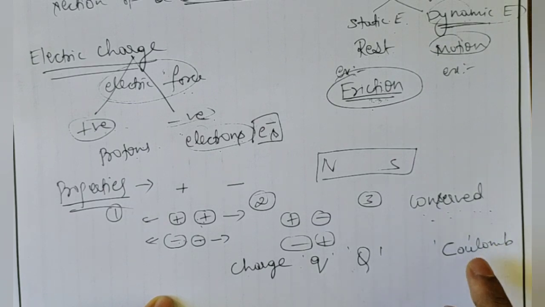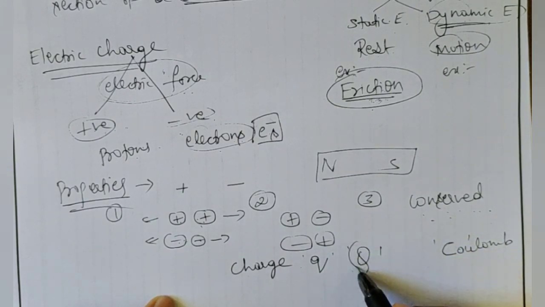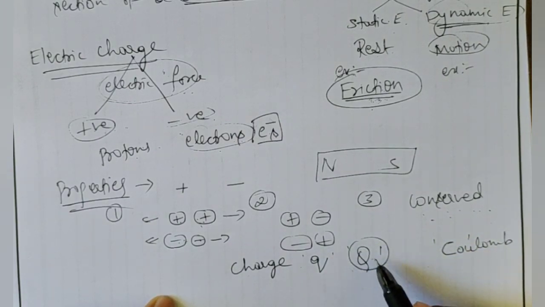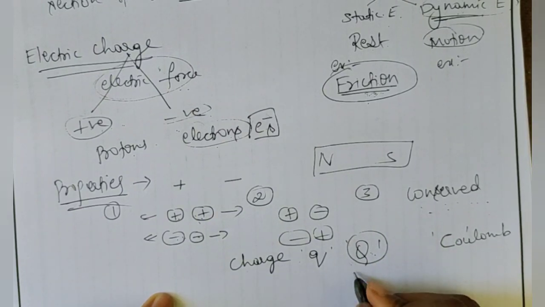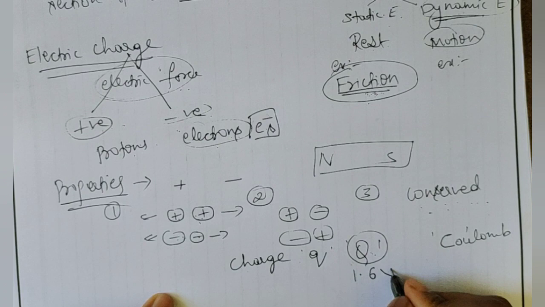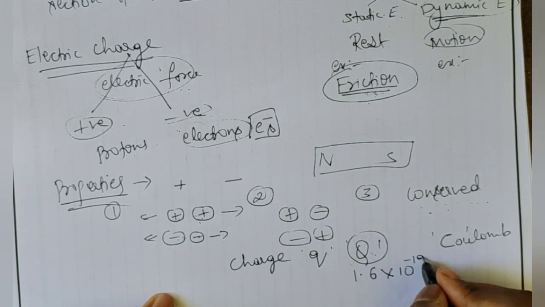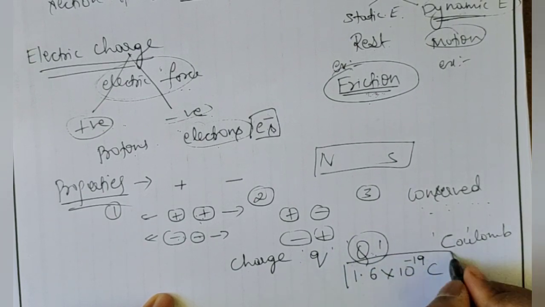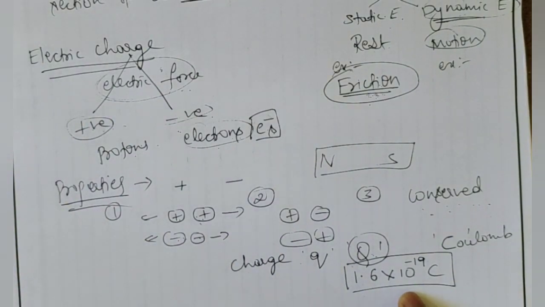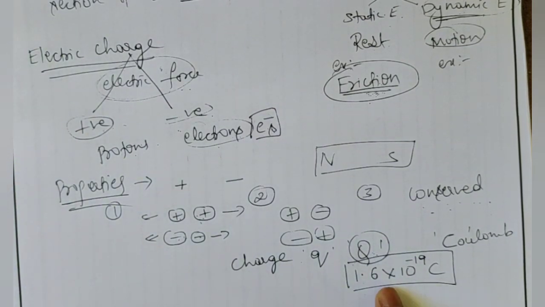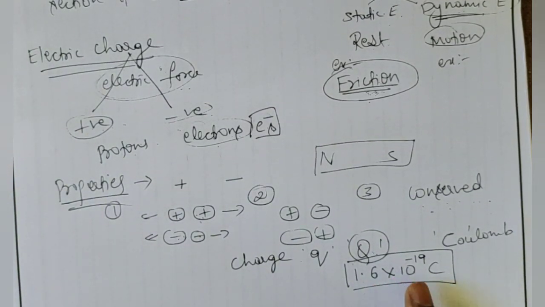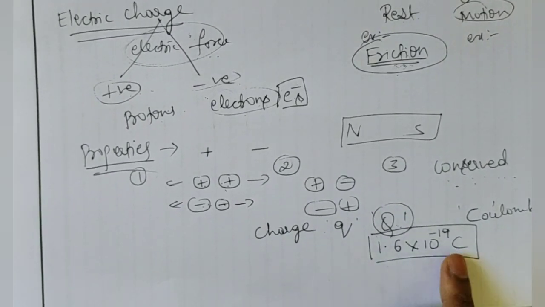Now each charge has one smallest value. That means the smallest value of any charge is given by one constant number. The number is nothing but 1.6 × 10⁻¹⁹ coulomb. You will get a 1 mark question: give the constant value, that is, the smallest value of any charge. That is nothing but 1.6 × 10⁻¹⁹ coulomb.